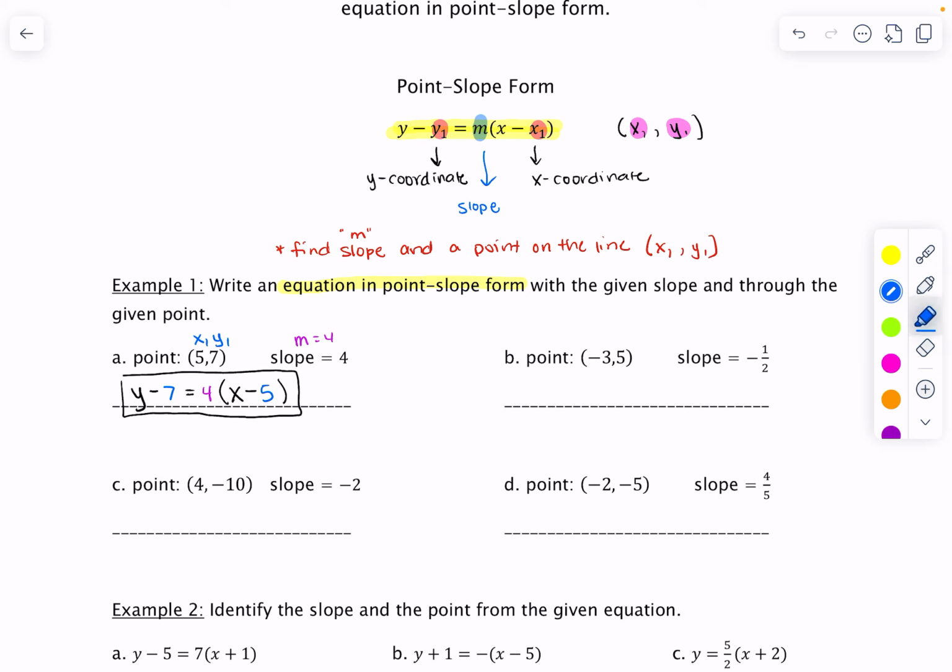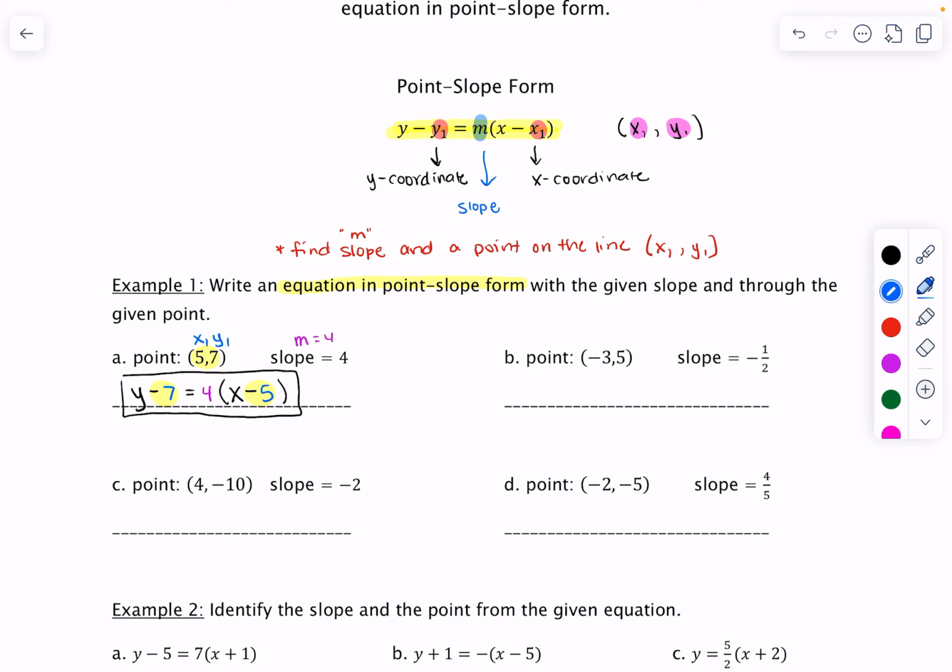I want you to notice something about the signs. Here, 5 and 7 are positive, but in the equation, what did 5 and 7 become? They became negative. So it's important to note here that the signs did switch, and we're going to see if that pattern continues throughout the other examples.